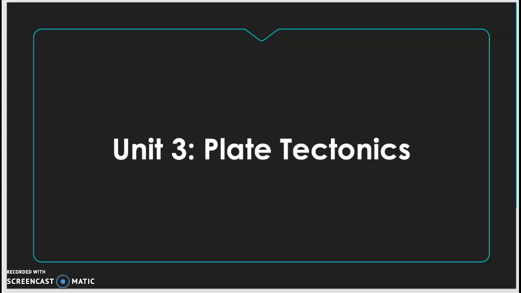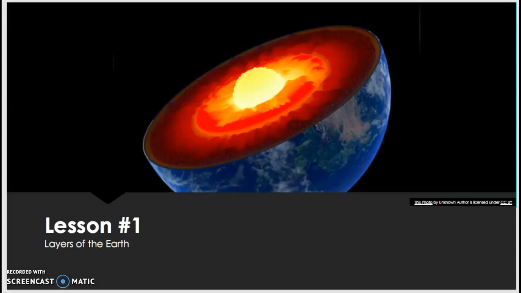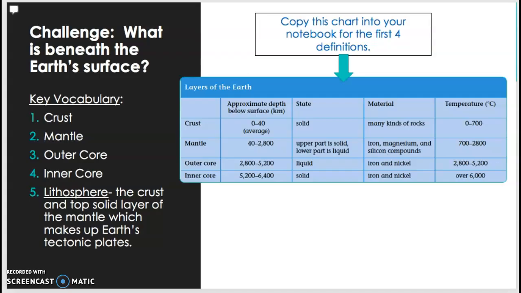So it's there. Okay, so instead of doing activities, I'm going to break this down by lessons. So our first lesson, up in your title page, you can call it lesson number 1, Layers of the Earth. Okay, so that's going to be our title. Our challenge question is going to be, what is beneath the Earth's surface? Okay, so we're going to have some key vocabulary. We're going to talk about the Earth's crust, the mantle, the outer core, the inner core, and something called the lithosphere.